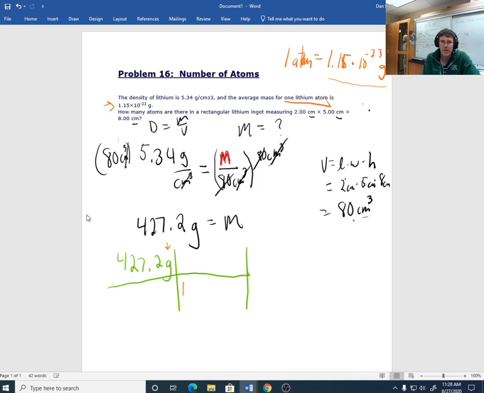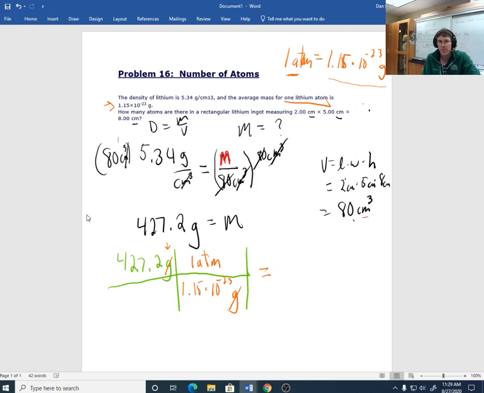And you can't detach the number from the unit. 1.15 times 10 to the negative 23rd grams, and that's 1 atom. The rest of it goes on top. Right there, 1 atom goes on top. So now we multiply top times top over bottom times bottom and then divide. So you're basically going to take 427.2 multiplied by 1 divided by 1.15 times 10 to the negative 23rd.